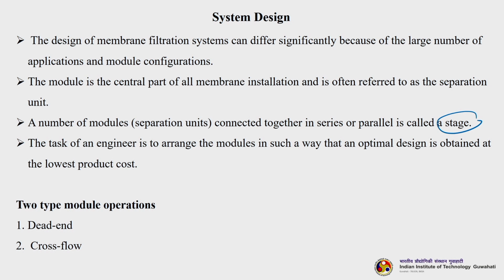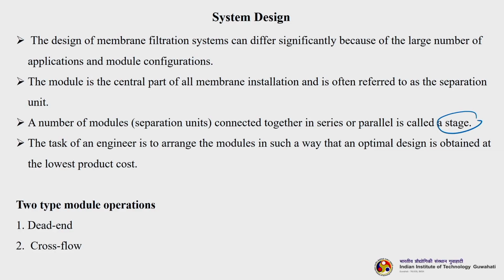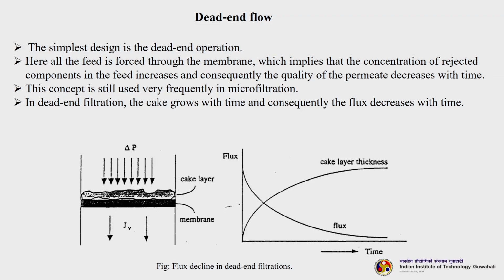So, the task of an engineer is to arrange the modules in such a way that an optimal design is obtained with the lowest product cost, because anyway you have to take care of the economics. And two types of module operation are possible, one is dead end and the other cross flow, and we have discussed what dead end flow and cross flow are in one of our previous classes. Let us again quickly go through what dead end flow and cross flow are with reference to the module.